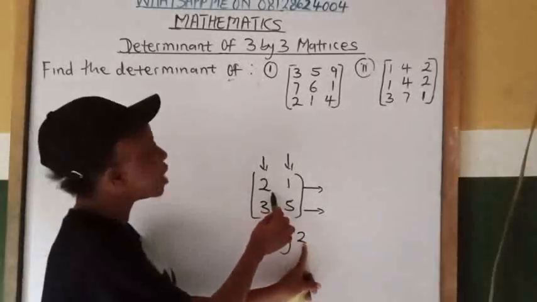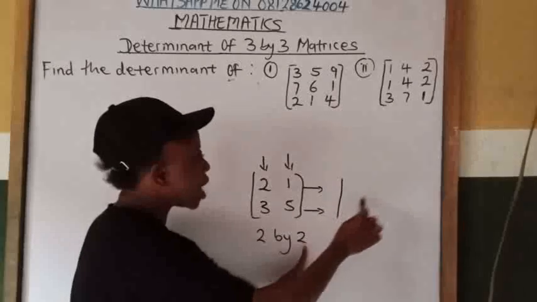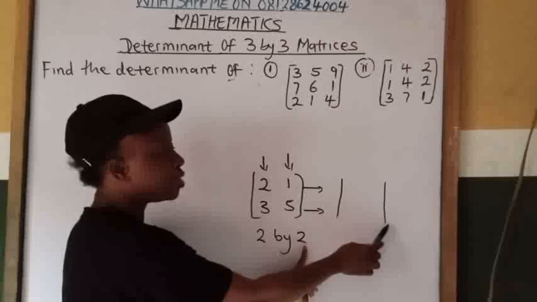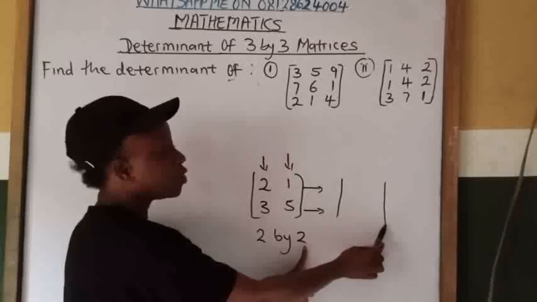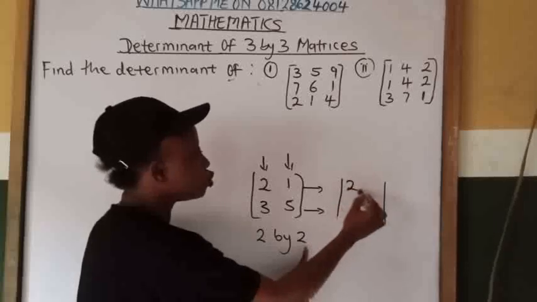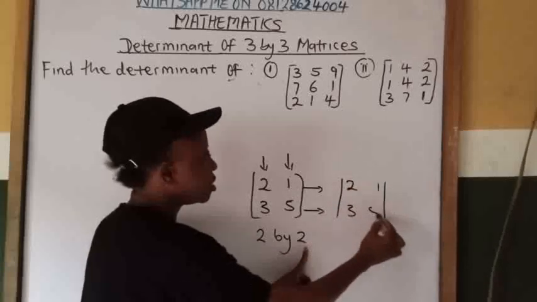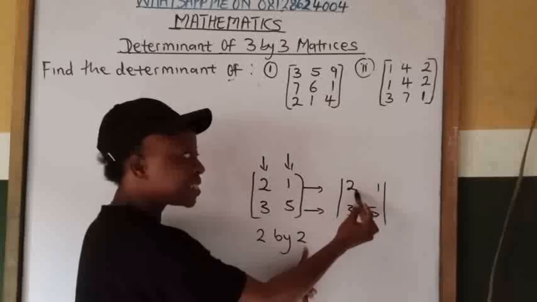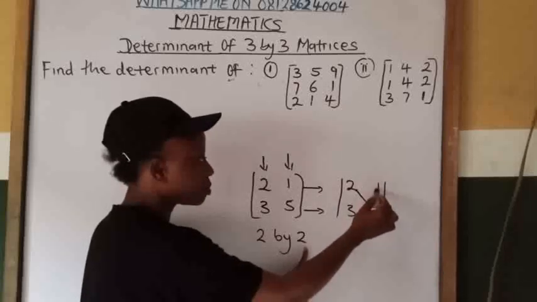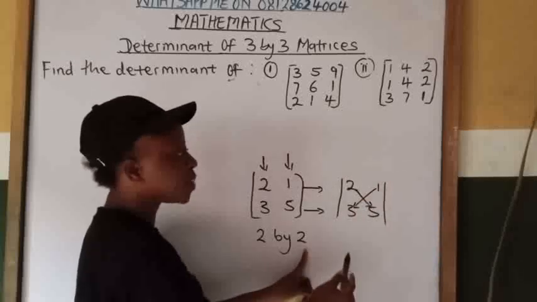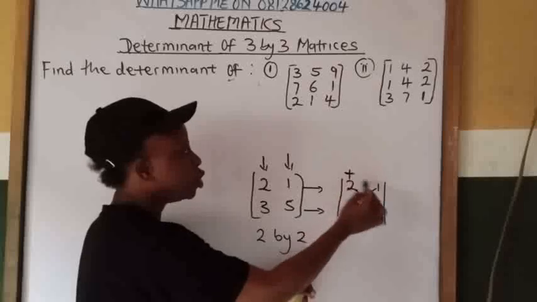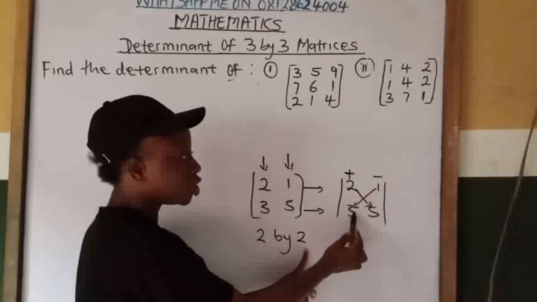To find the determinant of this matrix, you replace your box or bracket with the sign of determinant, which is 2 vertical lines. Then you bring in your elements 2, 1, 3, 5. To find the determinant, you cross multiply. You assign positive to the first column and negative to the second column.